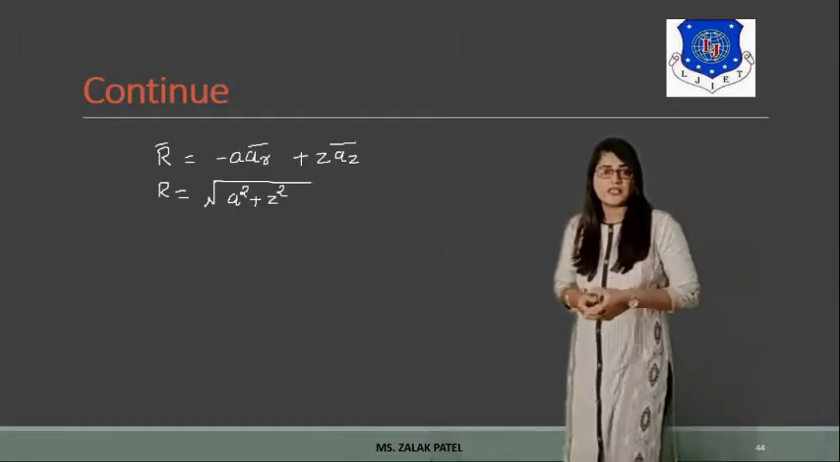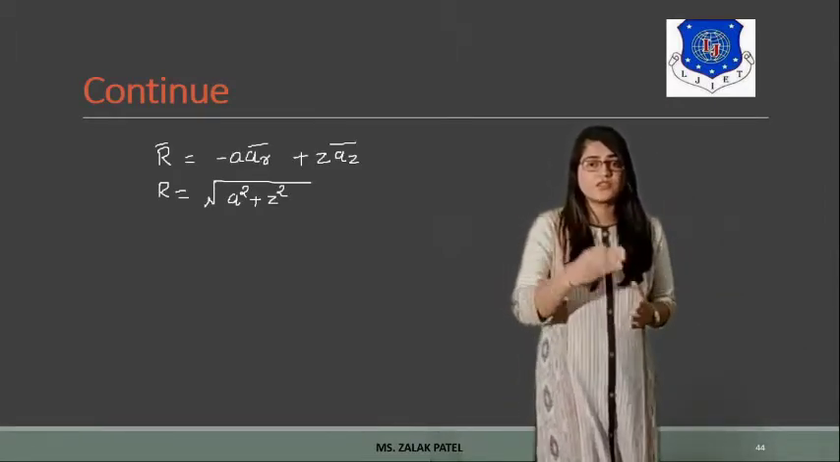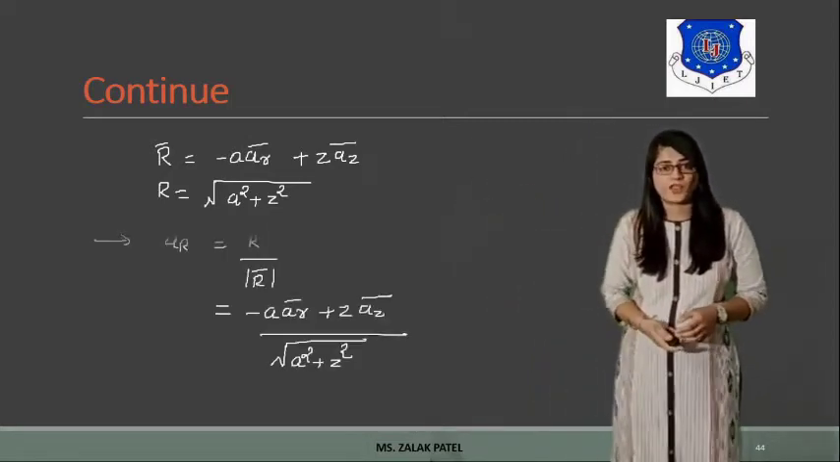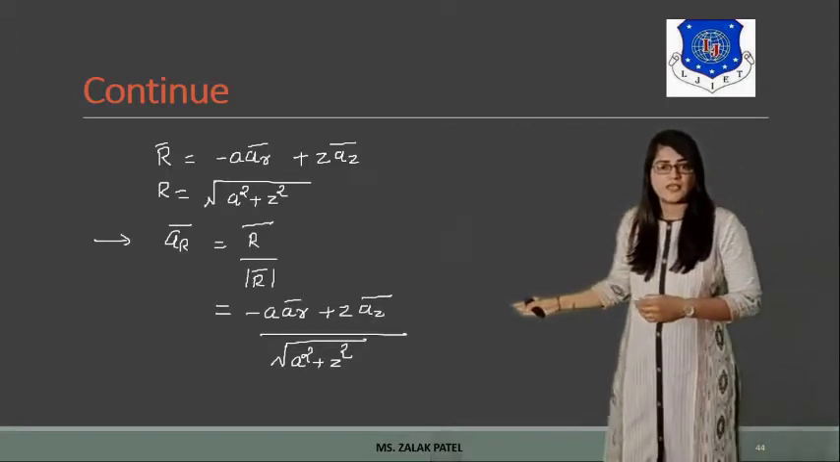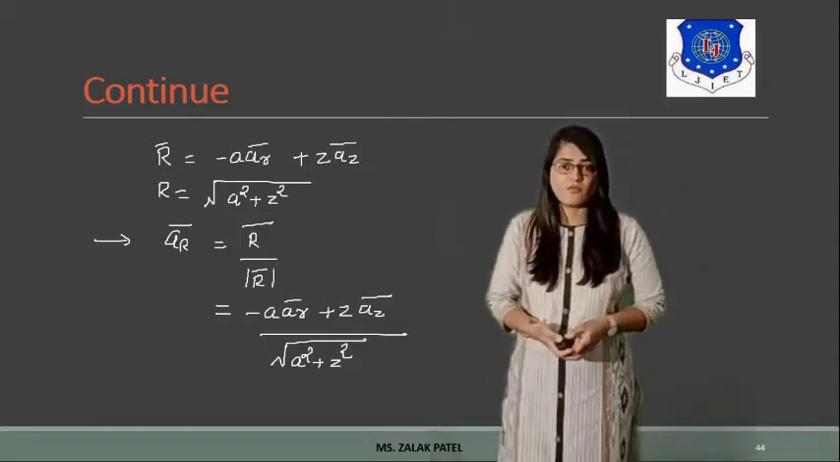Now for the ar bar and magnitude. Magnitude means simply the square root of the square of the individual components. So a square plus z square. For the unit vector, it is vector upon magnitude. So minus a ar plus z az upon magnitude. Magnitude is square root of a square plus z square.